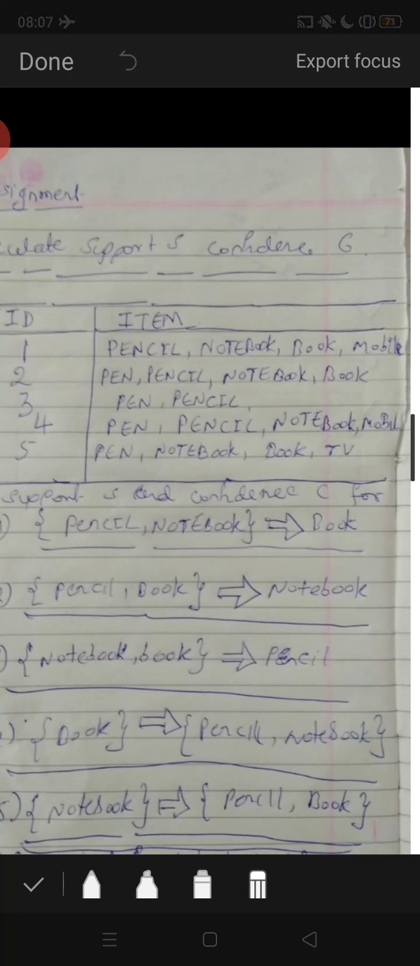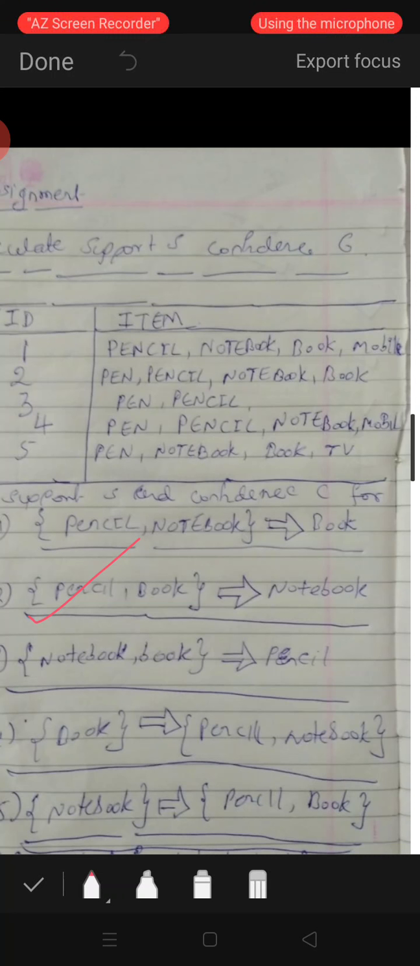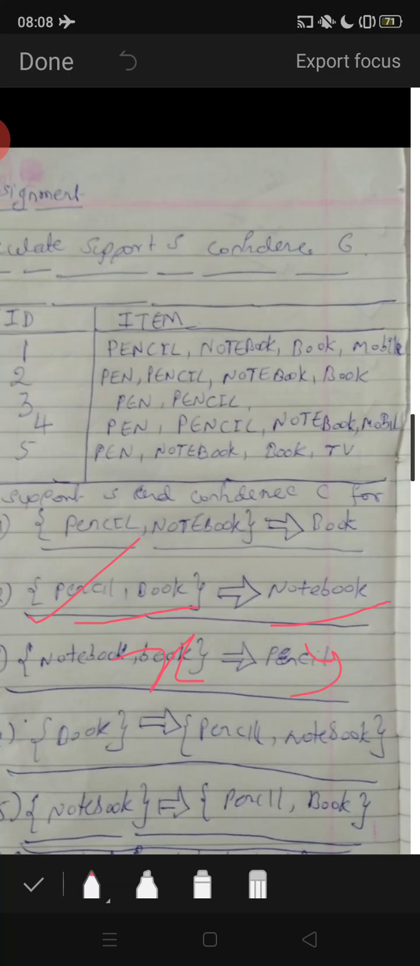What is the answer for the second problem? For this, you calculate it now. Pencil, book implies notebook. Please calculate it. Pencil and book is nothing but x, and notebook is y. I'll give you 2 minutes. Just calculate it and verify the answers.